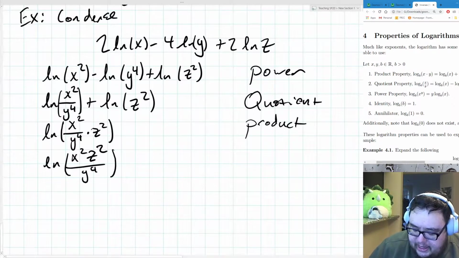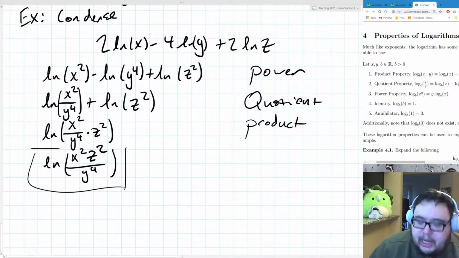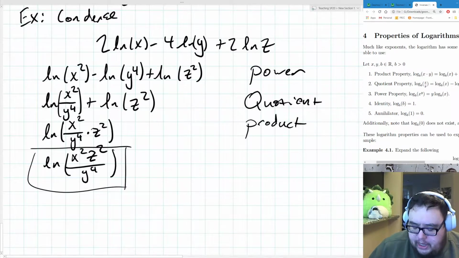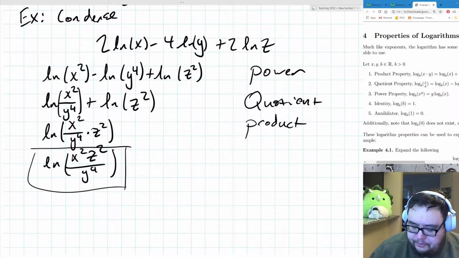Note anything that was positive ended up in the numerator, right? So our positive ln of x squared ended up in the numerator. Our positive ln of z squared, the z squared ended up in the numerator. And anything that was negative ended up in the denominator. Ln of y to the fourth had a negative sign in front, so it ended up on the bottom. And the idea behind condensing logarithmic expressions is to write them as a single logarithmic expression, if possible.